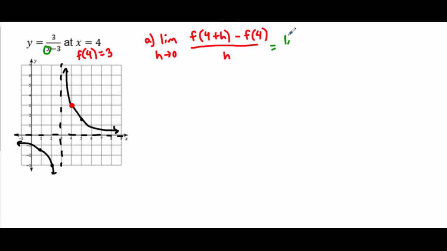And so that's going to give me 3 over 4 plus h minus 3. And then I need to do f of 4, so minus f of 4, which we decided was 3. That's all over h.